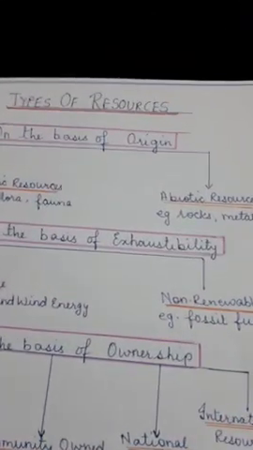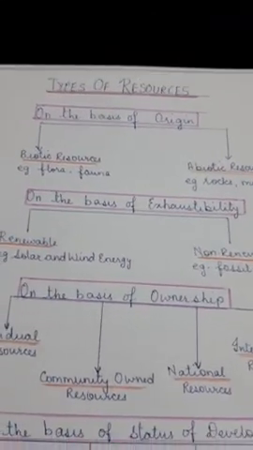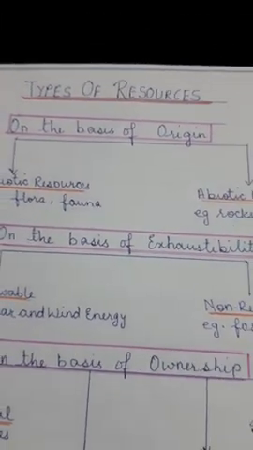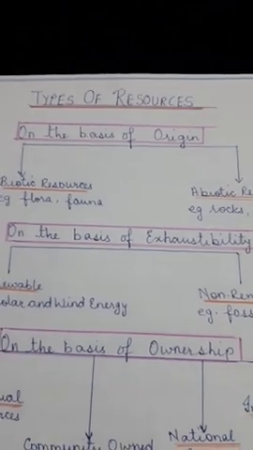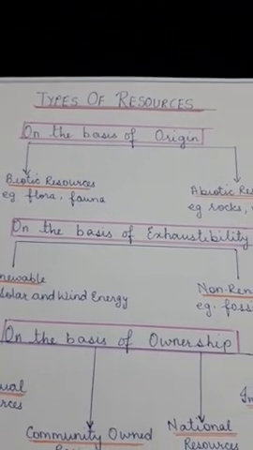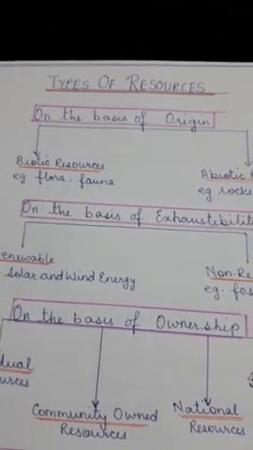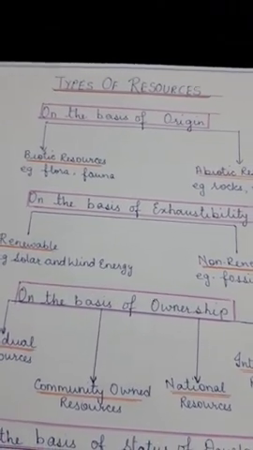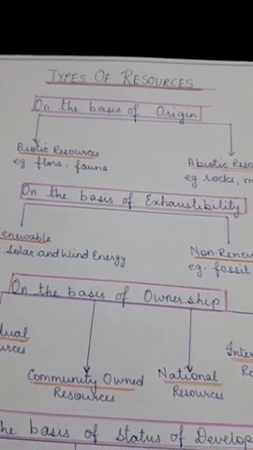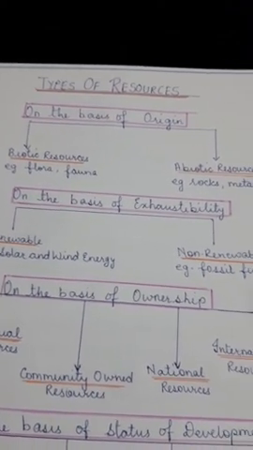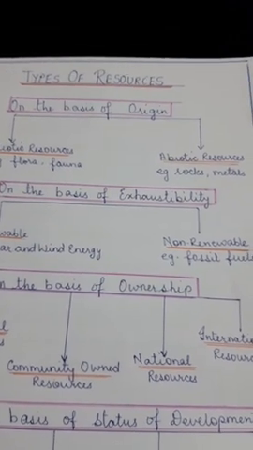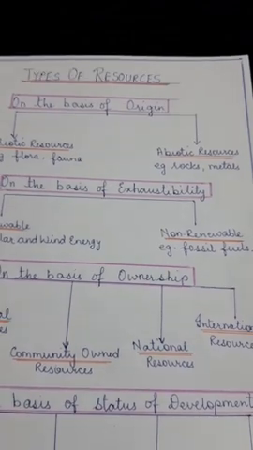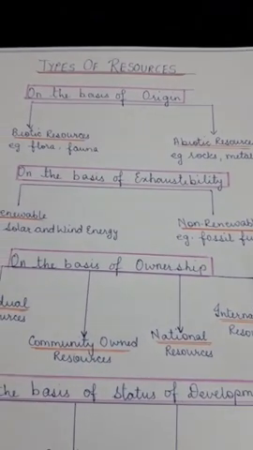Now, types of resources. There are various types of resources which have been classified on the basis of their origin. Accordingly, we have biotic resources and abiotic resources. Biotic resources are those resources which have been formed by living things. For example, flora, fauna, human beings, etc. Then we have abiotic resources which are composed of non-living things like rocks, metals, etc.